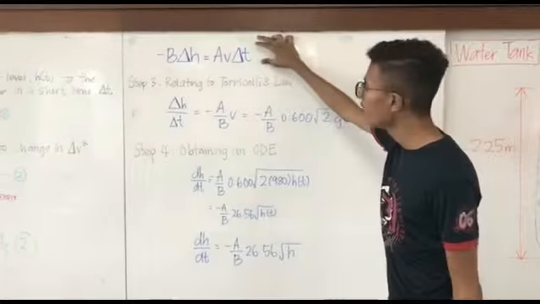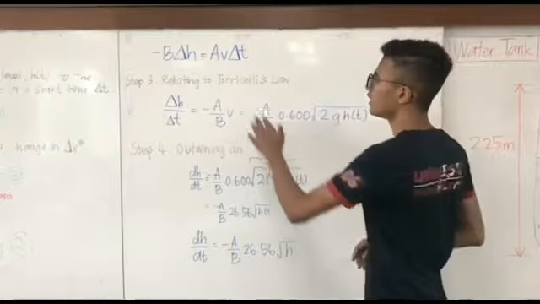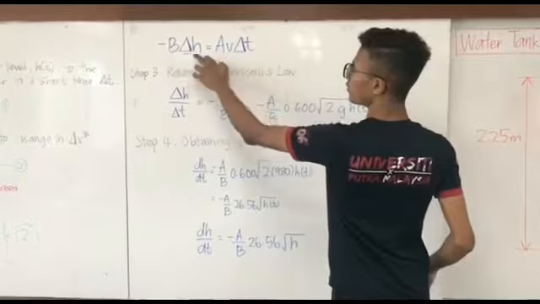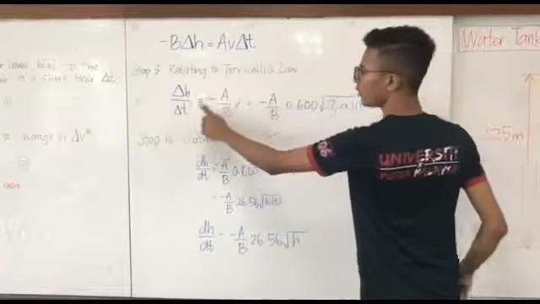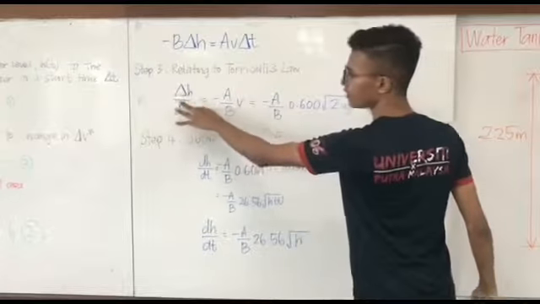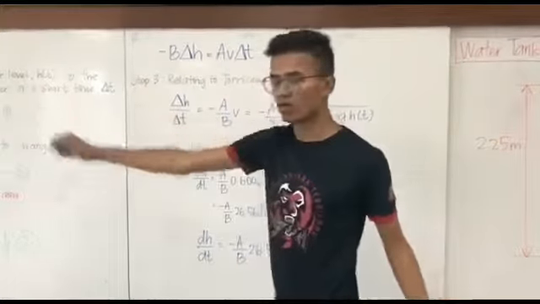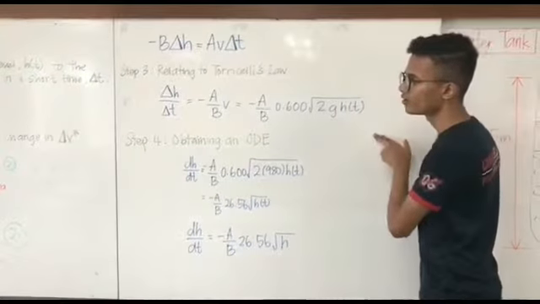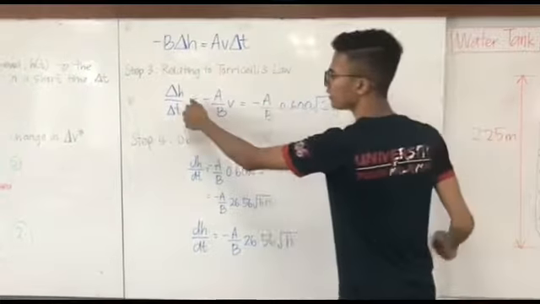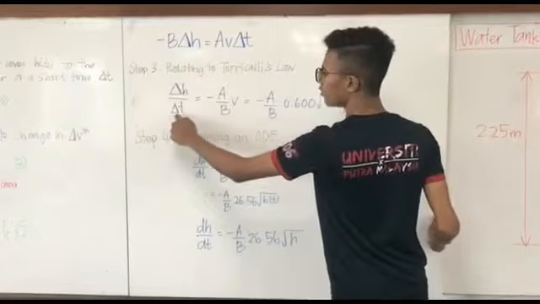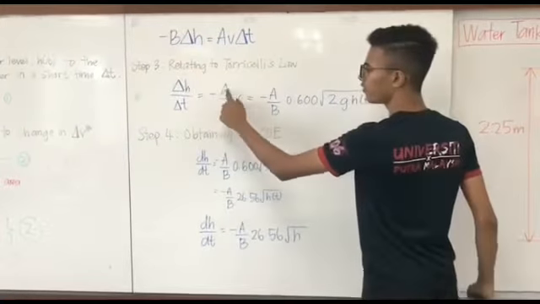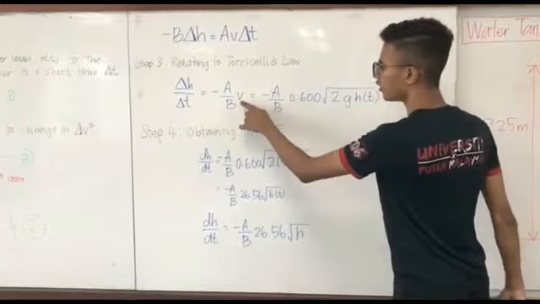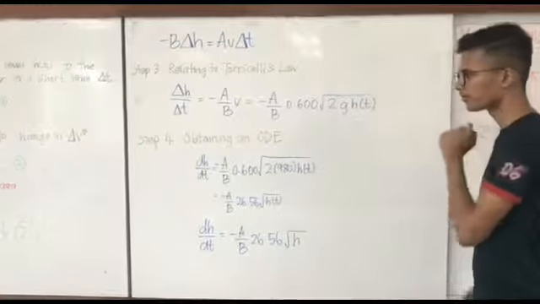Then what we're going to do now is relate this to Torricelli's law. We take the rate of change of height with time and put it together in a fraction, which you can see in Torricelli's law over there, and we get this: dh/dt, the decrease in height over time, equals negative A over B, where B equals Torricelli's law.